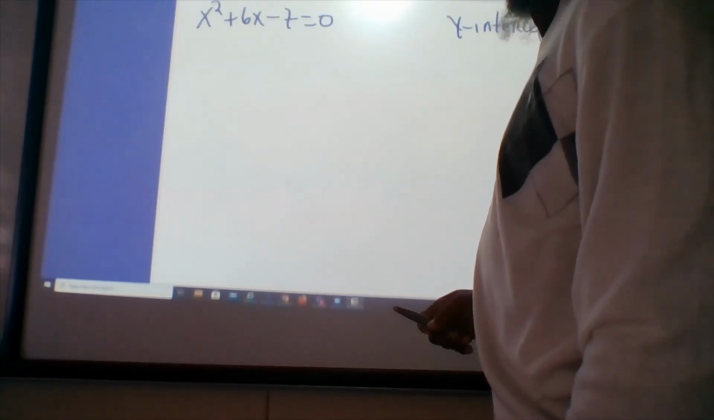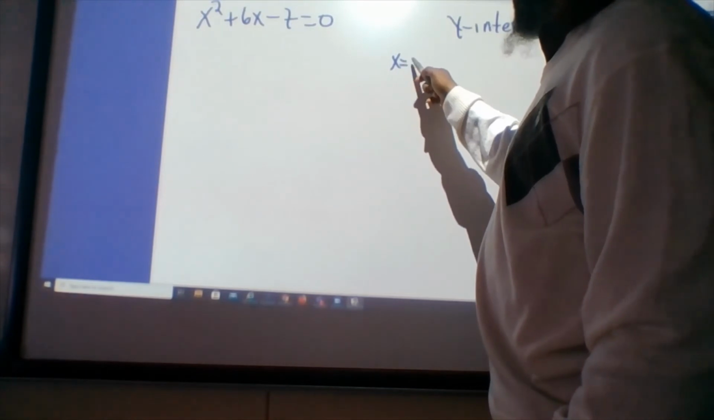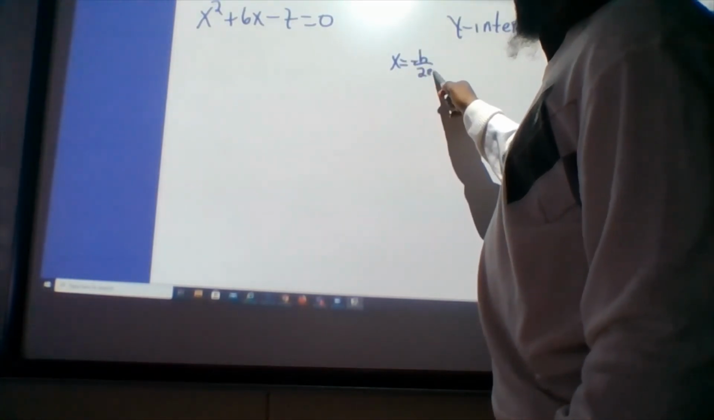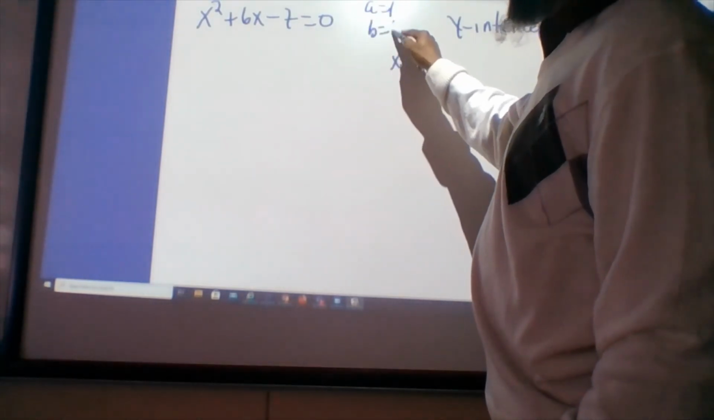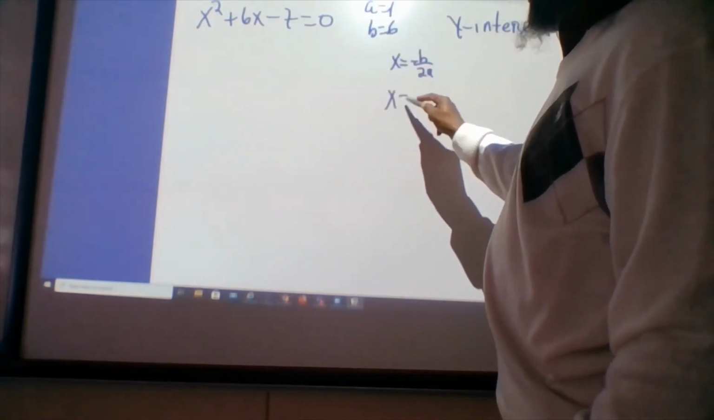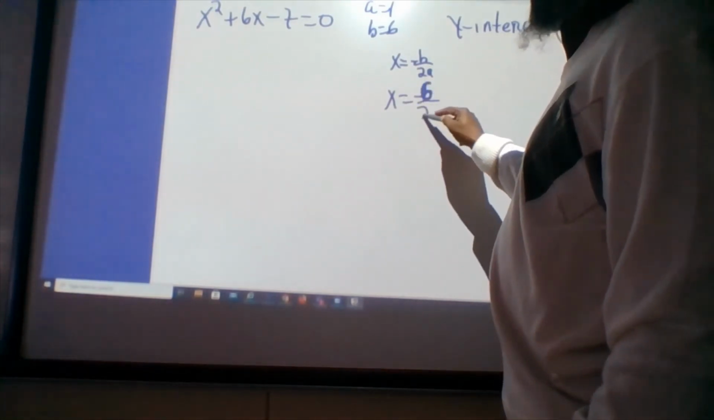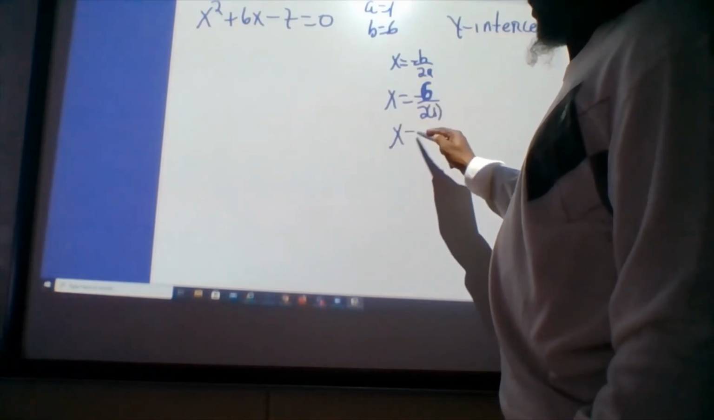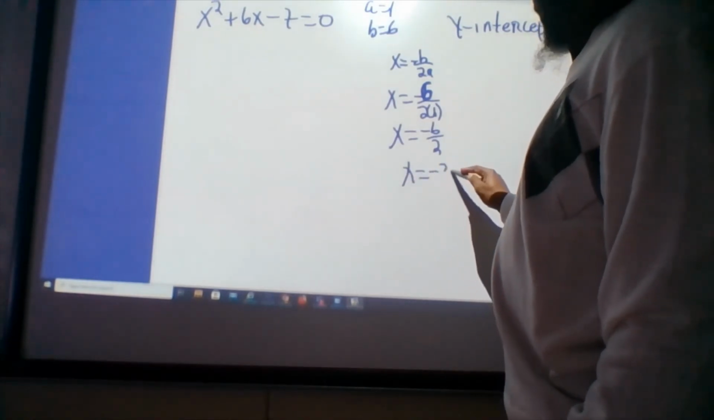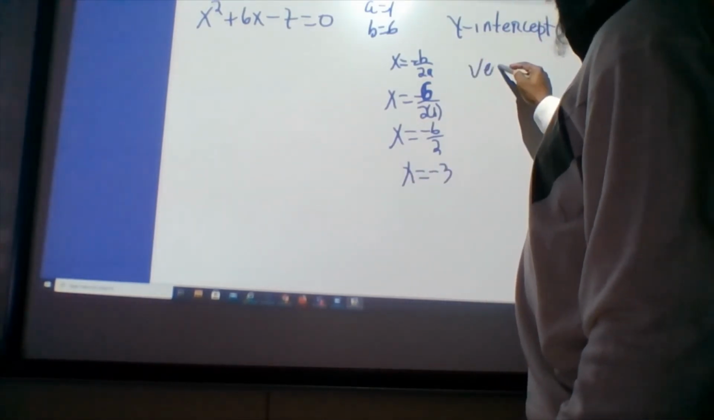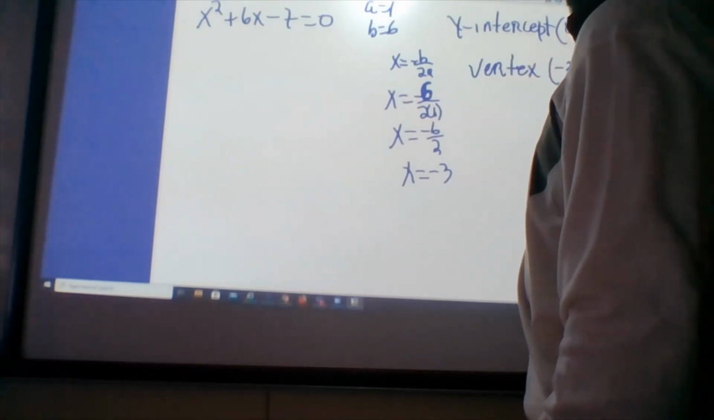All right. Then I need to find the axis of symmetry, which is x equal minus b over 2a. In this case, a is 1, easy, and b is 6. So x equals minus b, minus 6 over 2 times 1. So x equals minus 6 over 2. x equals negative 3. So the x coordinate of the vertex is negative 3. So I need to find y.